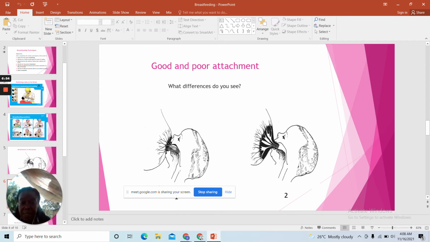So in this picture, you can see some differences. In picture 1, the baby has attached well, and in picture 2, the baby has only attached to the nipple, meaning the nipple has not gone inside the mouth, which will make the flow of the milk decrease.